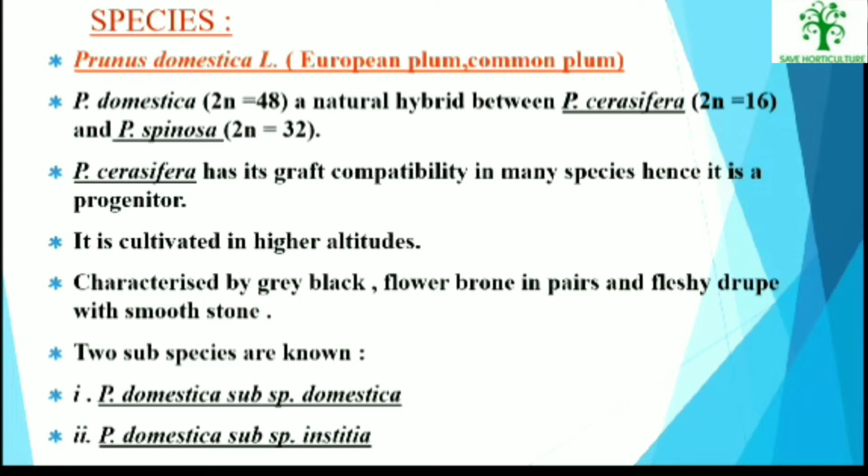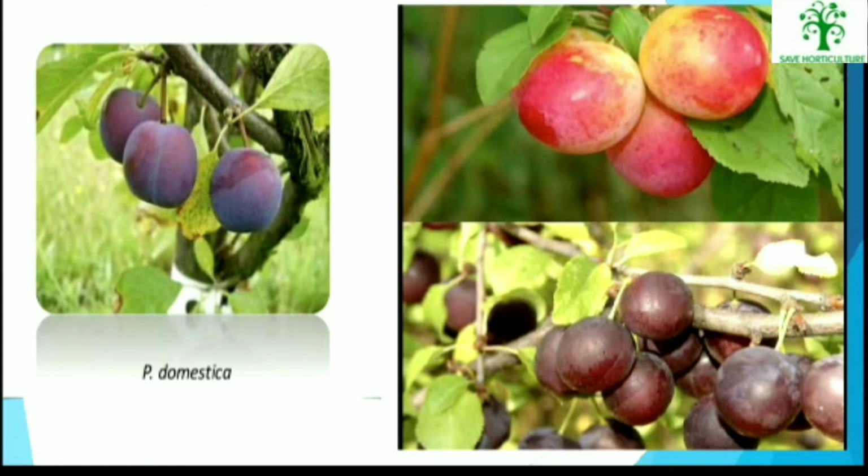The characteristics of Prunus domestica are that they are grey-black in color, flowers are borne in pairs, and the fruit is a fleshy drupe with a smooth stone. Two subspecies of Prunus domestica are known: Prunus domestica subspecies domestica and Prunus domestica subspecies insititia. Here are pictures of Prunus domestica and its subspecies.